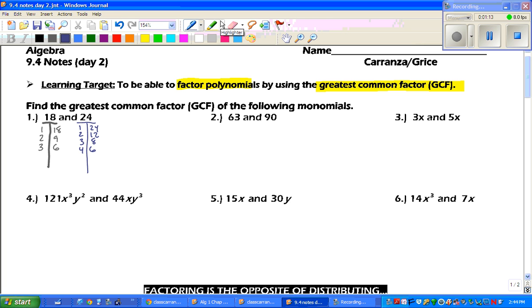So what's the highest number that they both go into? Well, my friends, that would be 6. So we'd write the GCF is 6. Alright, for number 3, the factors of 3 are 1 and 3, and the factors of 5 are 1 and 5. They both have 1. They both have an x in common, so the GCF for 3 would be just x.